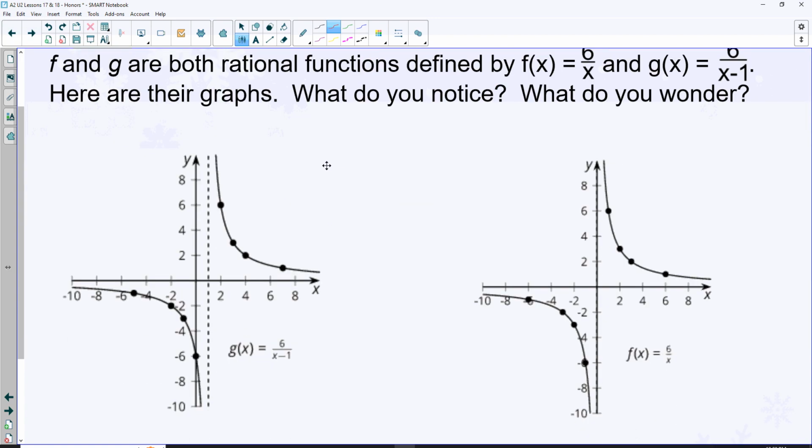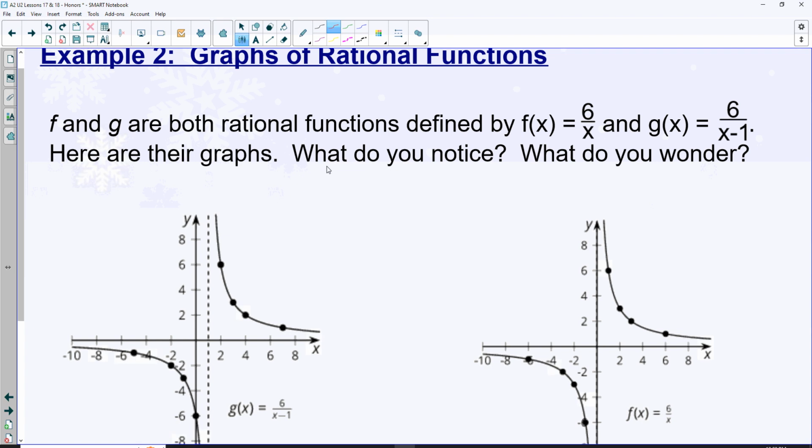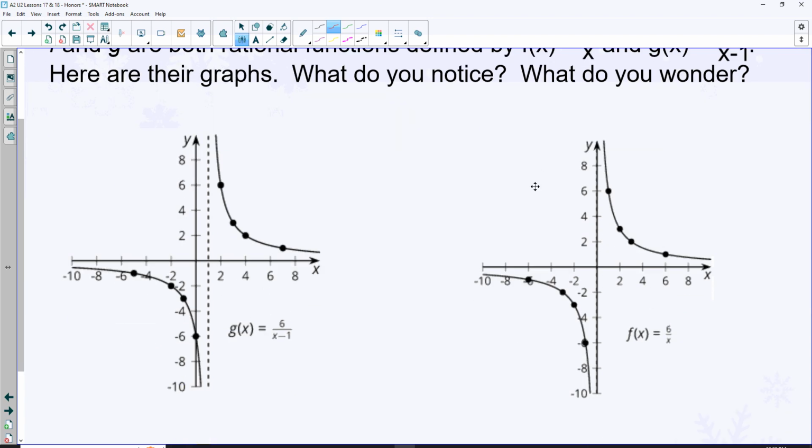Okay. So one of the things that happens is, asymptotes don't always have to be on an axis. So let's look at two functions. One of these functions is 6 over x. And the other function is 6 over x minus 1. So let's see what happens. Let's look at 6 over x, right? If we look at 6 divided by x, we can see what's happening here.